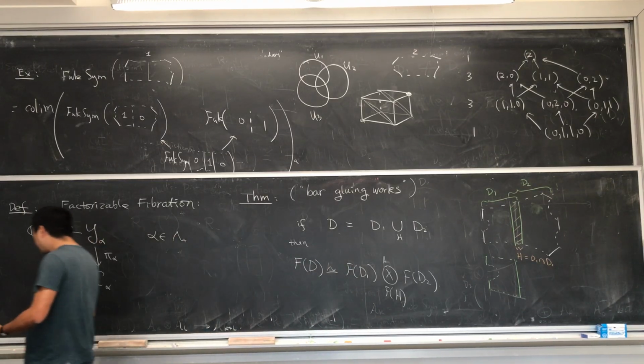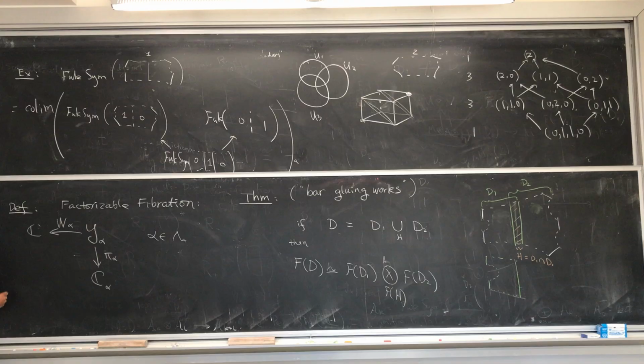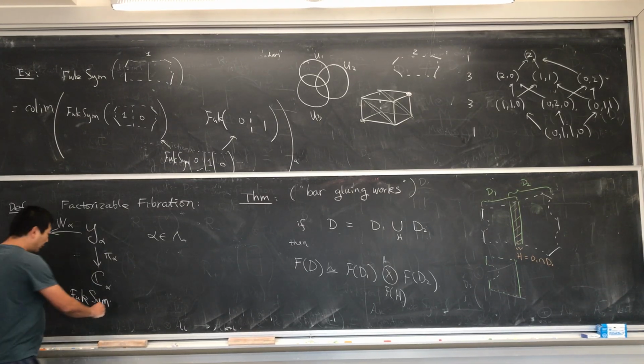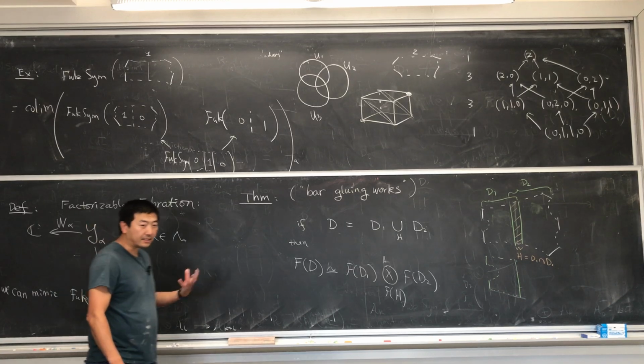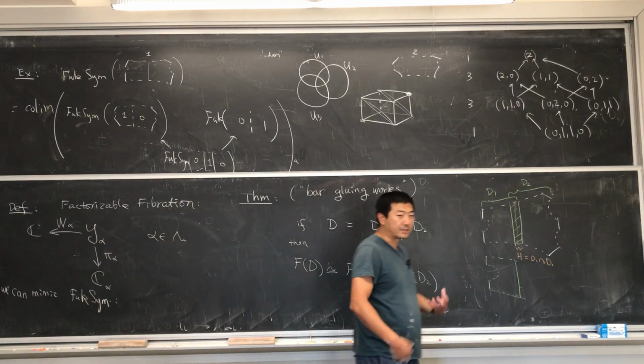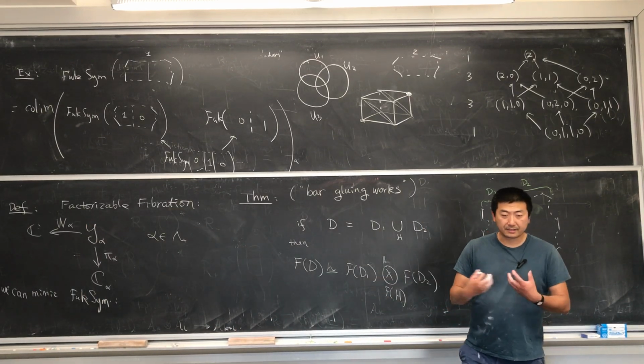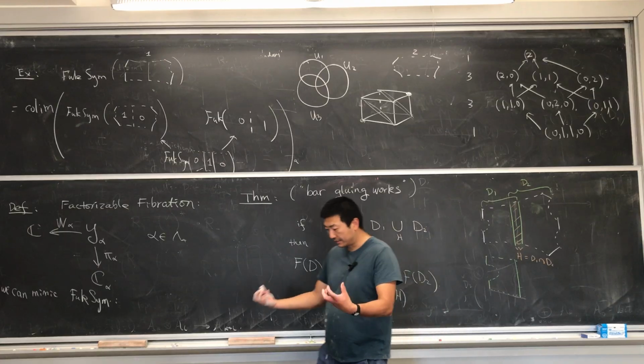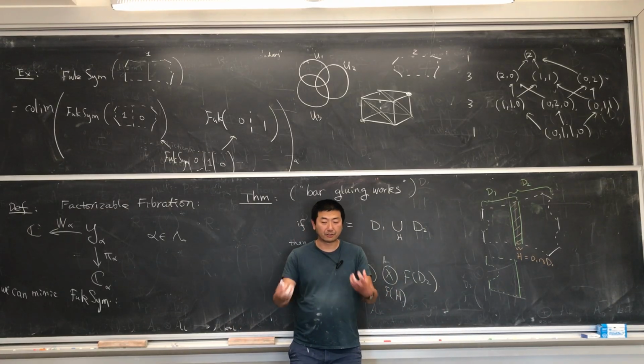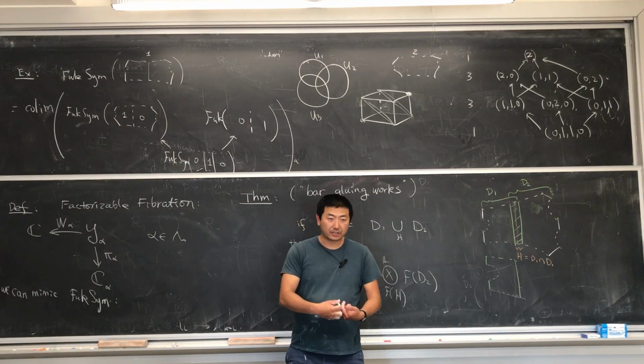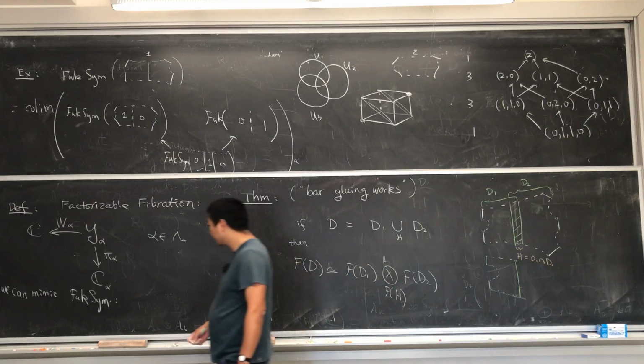And you want to say, okay, what do we get? So we can mimic this Fukaya construction. What is a Fukaya construction? It takes as input this multi-disk with stops and outputs a category that satisfies some nice factorization property. The disjoint union gives you the tensor product, and the bar gluing works.